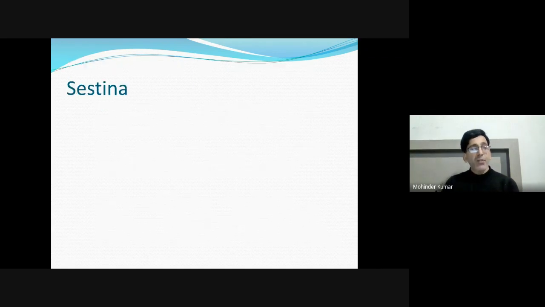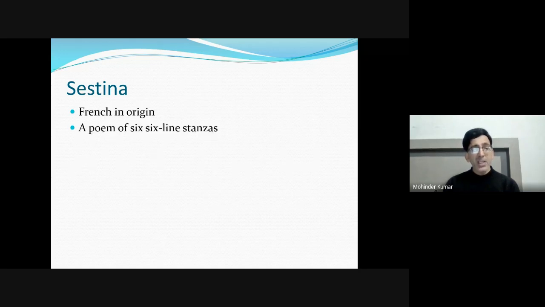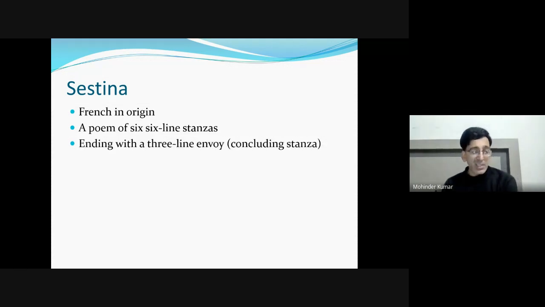Now, the next stanzaic form is the sestina. What is a sestina? Sestina is again French in origin, because it was invented in France. A sestina is a poem of six-line stanzas. It has six stanzas of six lines each, which means overall there are 36 lines in a sestina, arranged in six stanzas of six lines each. And how does a sestina end? Ending with a three-line envoy, which means 36 plus 3 extra lines, so 39 lines.